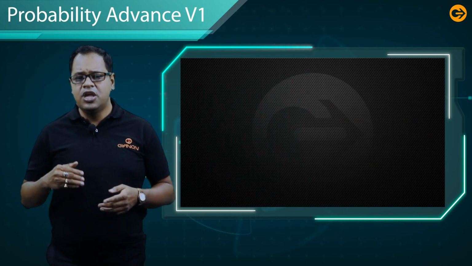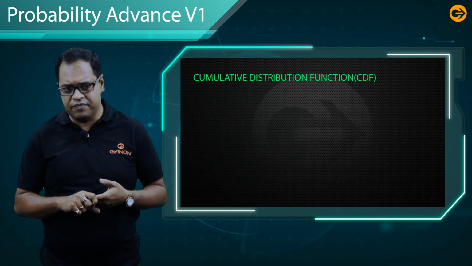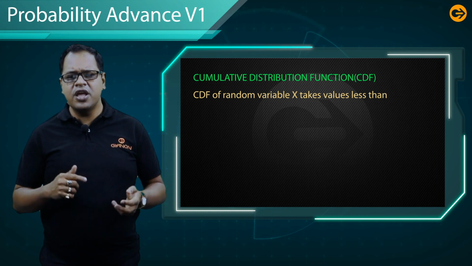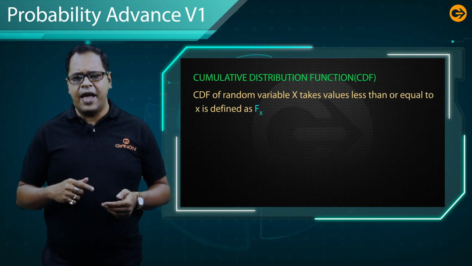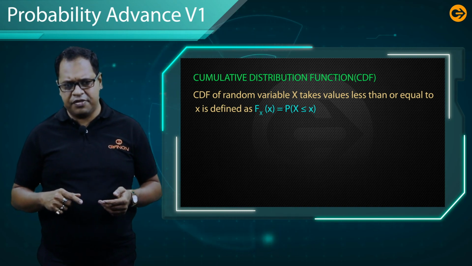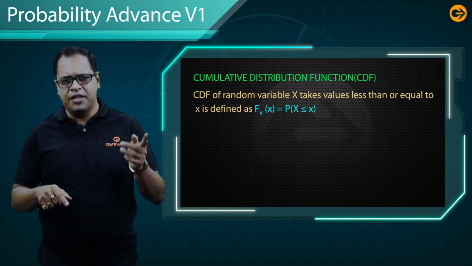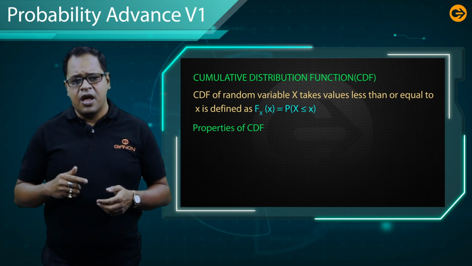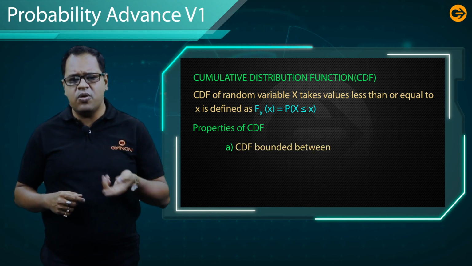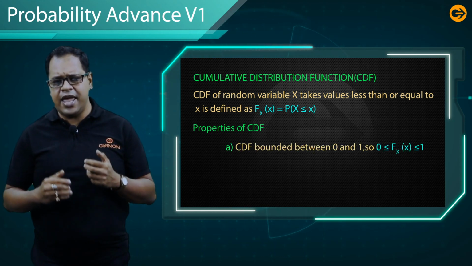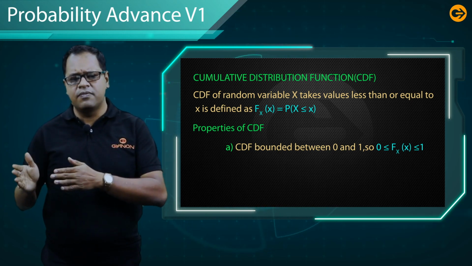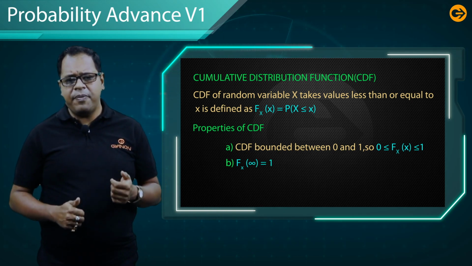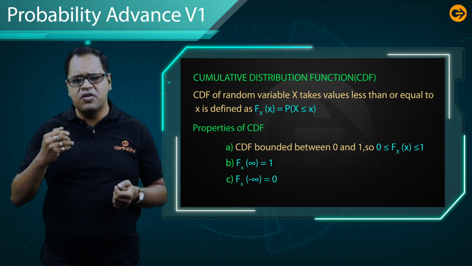Now let us discuss the cumulative distribution function, or CDF. The CDF of random variable capital X, for values less than or equal to small x, is defined as F_X(x) = P(X ≤ x). What are the properties of the CDF? Number 1, the CDF is bounded between 0 and 1, so F_X(x) lies between 0 and 1. Second, F_X(infinity) is equal to 1. And the third property is F_X(minus infinity) is equal to 0.